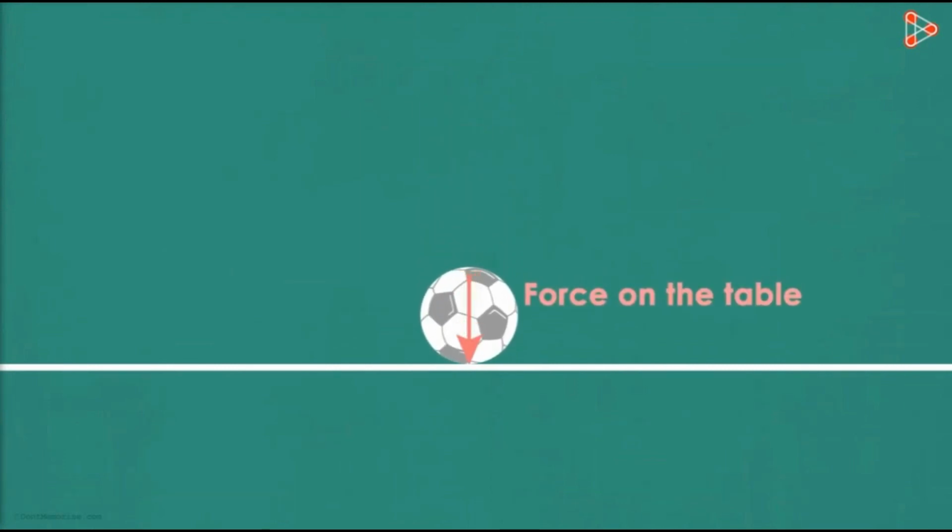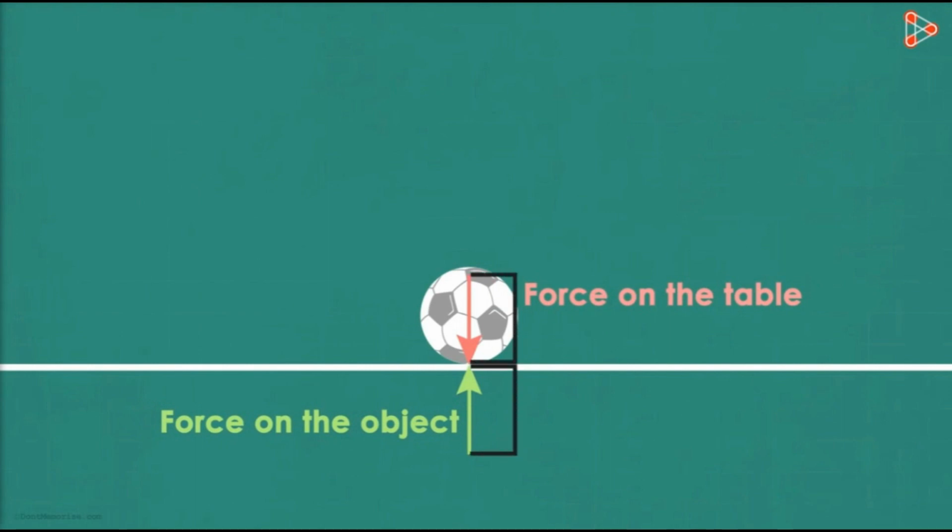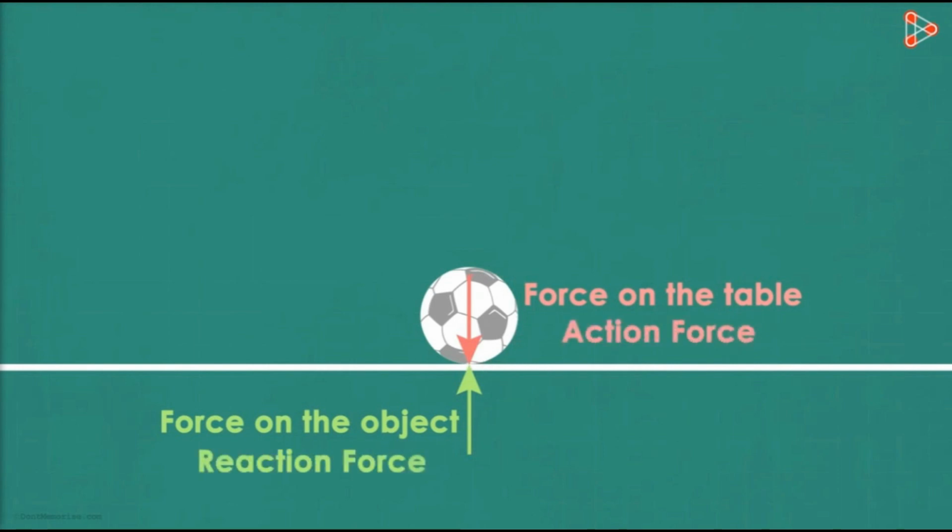The object exerts a force on the table, and the table exerts an upward force on the object. There are two forces that result from this interaction: a force on the table and a force on the object. The magnitudes of the two forces are the same, but the directions are opposite. These forces are called action and reaction forces. The force exerted by the object on the table is the action force, and the force exerted by the table on the object is the reaction force. This reaction force she is referring to is what people refer to as normal force.